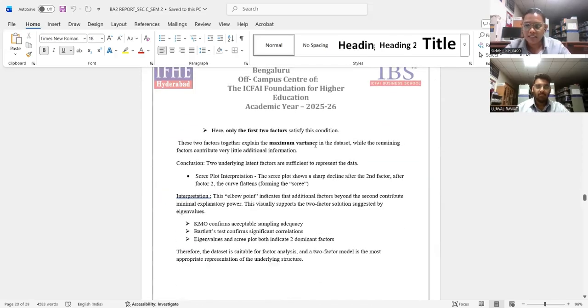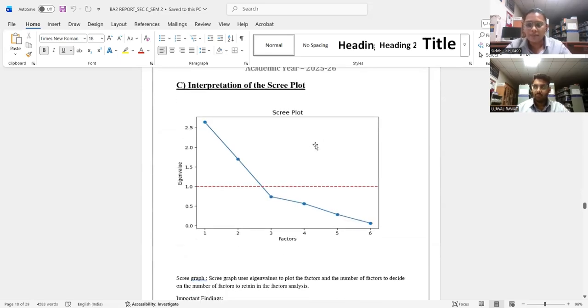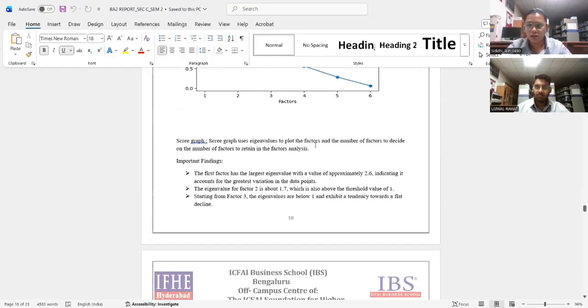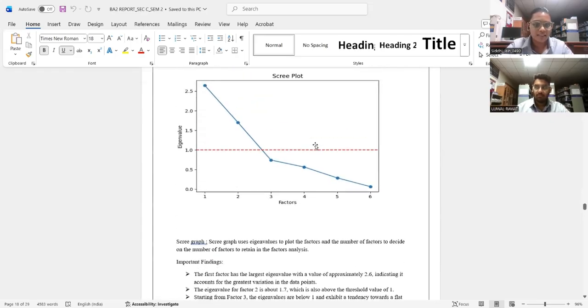Now coming to the eigenvalues and the scree plot, we analyzed the eigenvalues and plotted a scree plot, and we saw that only two factors had eigenvalues greater than 1, and the scree plot showed a clear elbow after the second factor. As we can see in the graph, this is exactly what the interpretation told. So two factors explain most of the variance and the additional factors add very little information. So we retained the two dominant factors.